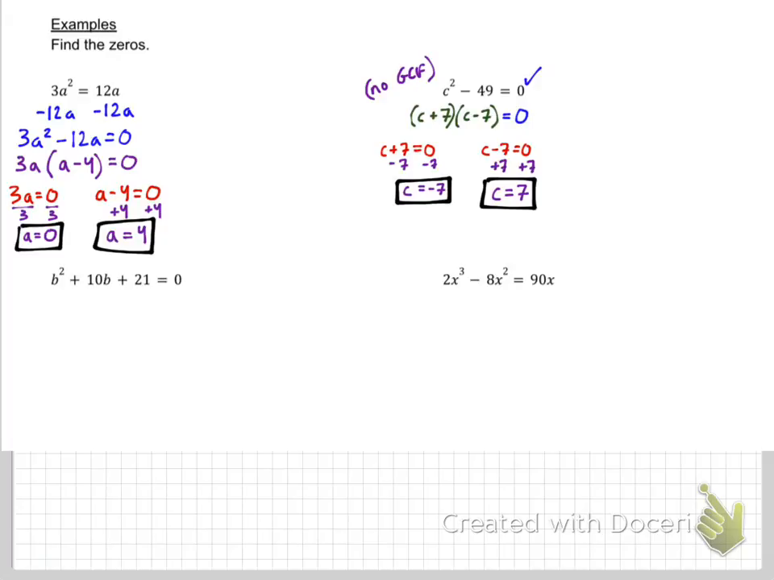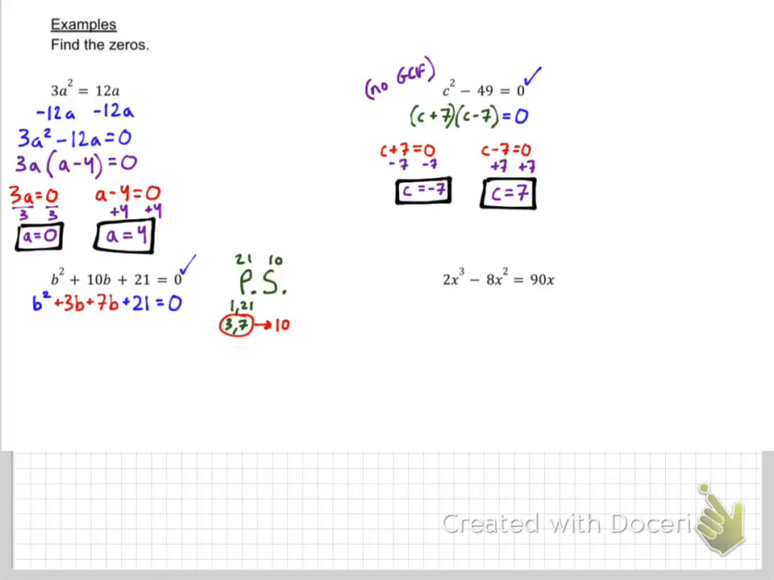Let's solve the next equation. First of all, we're already set equal to 0. Great. And I'm going to use product sum here. So what multiplies to, let's see, there's an invisible 1 right here, so I want to do 1 times 21 and sum of 10. Let's write down our factors, 1 and 21 and 3 and 7. Those look familiar. And 3 and 7 add up to 10. So that's what I'm going to split the 10b into, 3b and 7b.